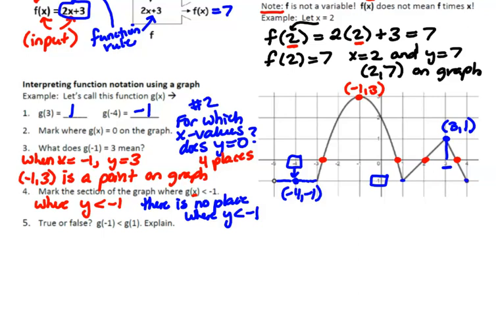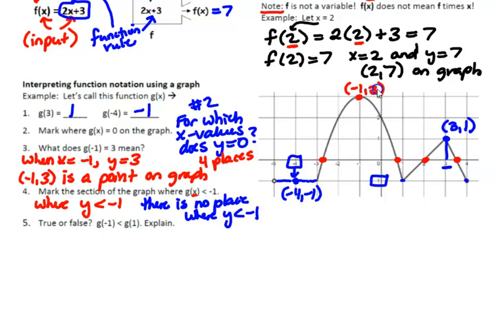True or false, g of negative 1 is less than g of 1. Okay, so negative 1 and 1, are those input values or output values? If they're input values, they refer to x. If they're output, they refer to y. Well, inside the parentheses are the input values. So I'm talking about the y value where x equals negative 1 and the y value where x equals 1. So I'm going to find those on the graph. As a matter of fact, they're both already marked. No, actually one's already marked.